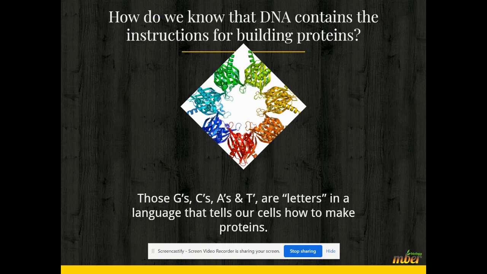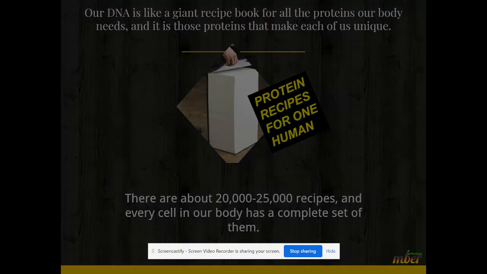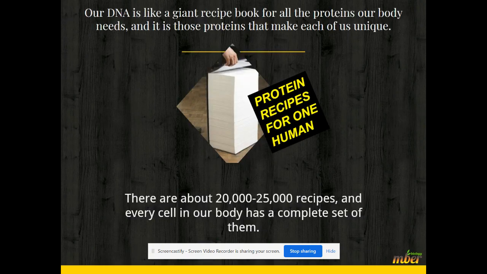Okay, how do we know that DNA contains the instructions for protein building? So the G's, C's, T's, and A's are letters in a language that tells our cells how to make proteins. Our DNA is like a giant recipe book for all the proteins our body needs. And it is those proteins that make each of us unique. There are about 20,000 to 25,000 recipes, and every cell in our body has a complete set of them.